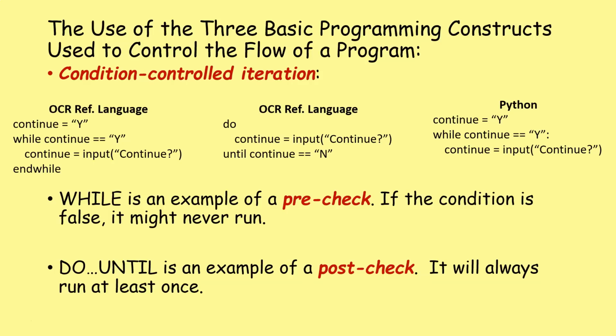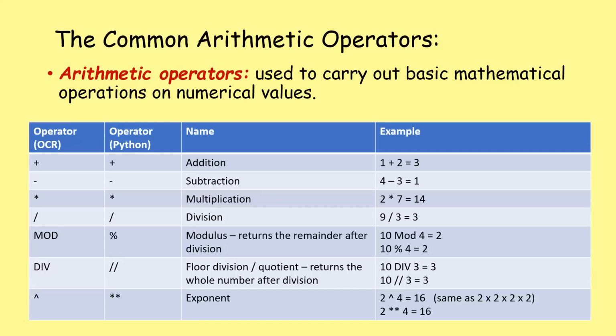The do until is perhaps a little bit more interesting in that it's an example of a post check. It will always run at least once before it evaluates that condition. Do until doesn't exist in Python. There isn't really an equivalent structure, but you might see it in the exam, although you would never have to use it.